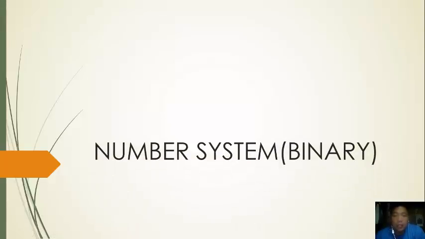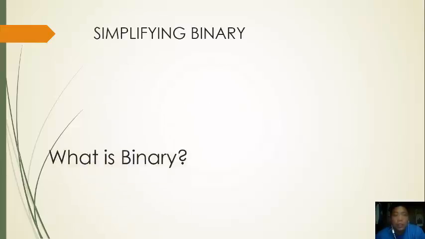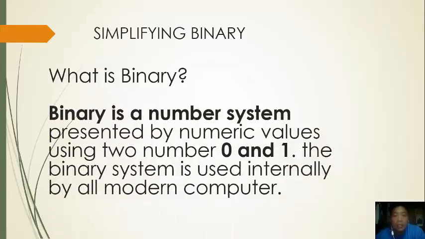Hello guys, our topic is about the number system and I will be discussing binary. In this tutorial, I will be showing you the conversion of binary to decimal, binary to hexadecimal, and lastly binary to octal. But first we need to describe what binary is. Binary is a number system represented by numeric values using two numbers, 0 and 1. The binary system is used internally by all modern computers.